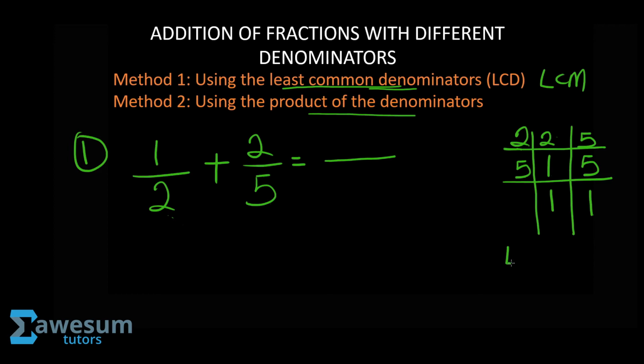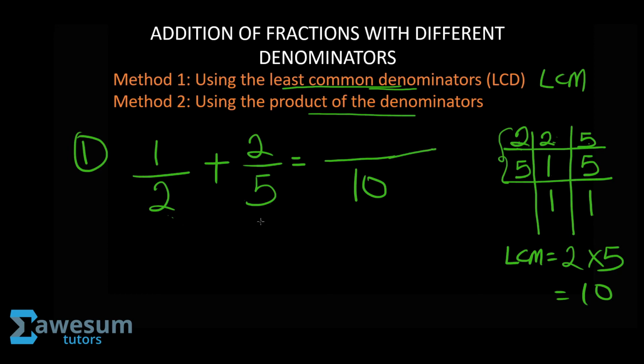Okay, I will go ahead. So the LCM of 2 and 5 is going to be 2 times 5. So 2 times 5 is 10. So that means the LCM of 2 and 5 here is 10.